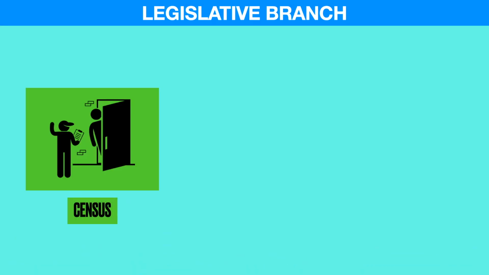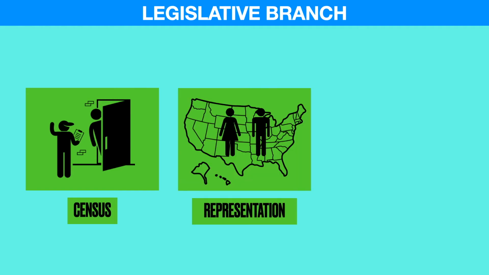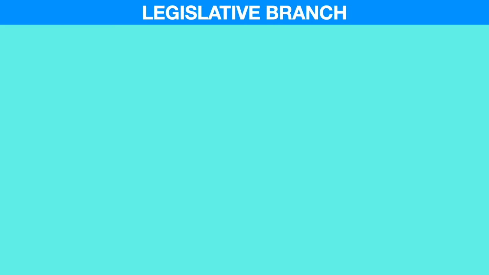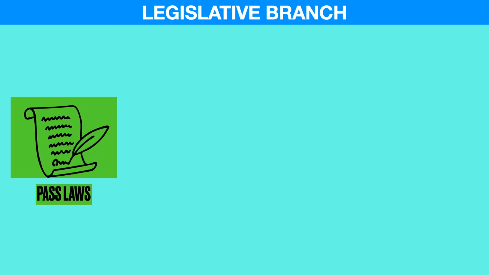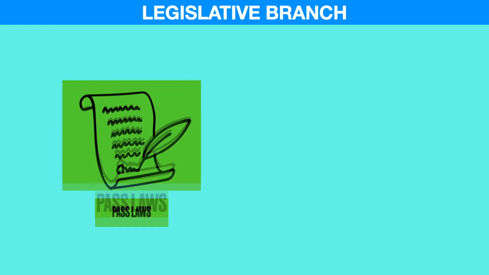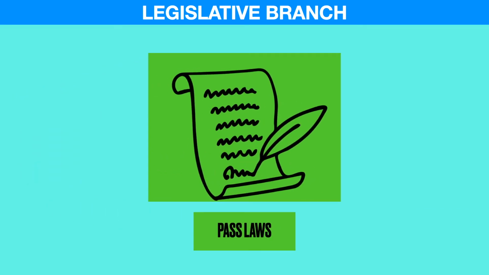So first, you would have to determine how many people live in a state. And the Constitution mandates that every 10 years, a census is taken. This census will find out the population, and that will determine the representation for that state and how many they send to Congress. The main powers of the legislative branch are to pass laws, spend and tax, declare war, and nominate as well as approve treaties. So let's take a look at passing laws.